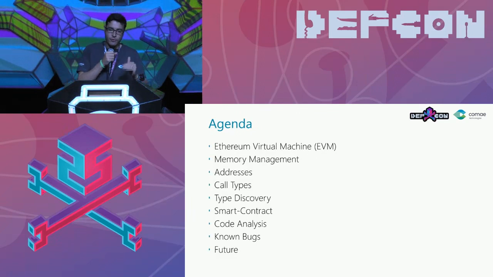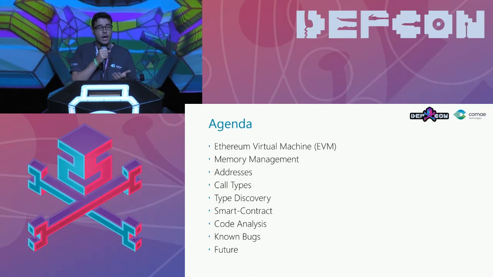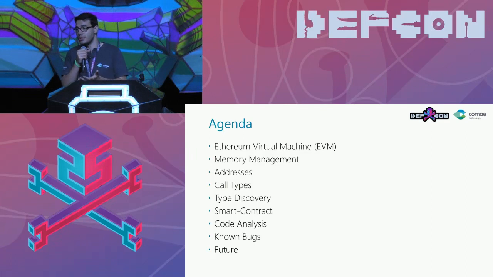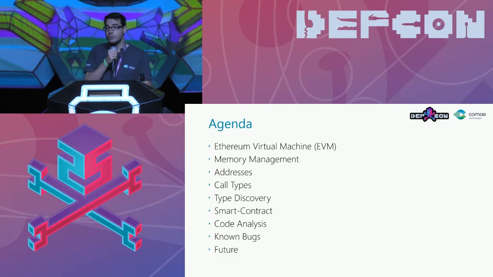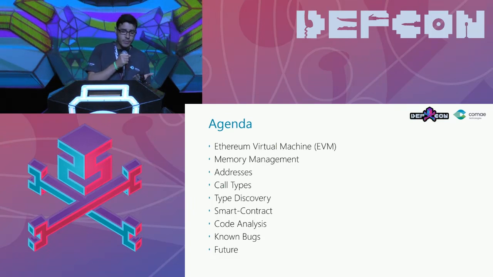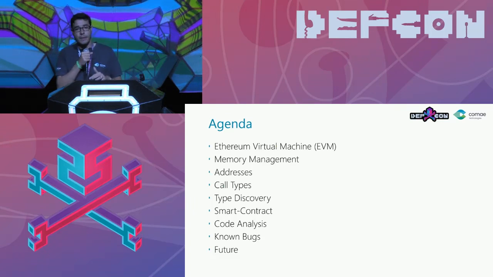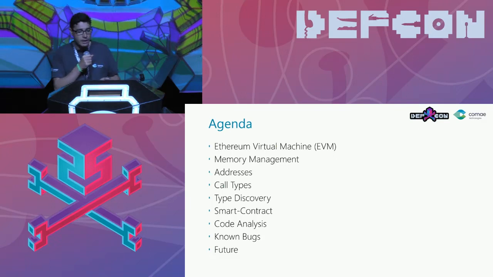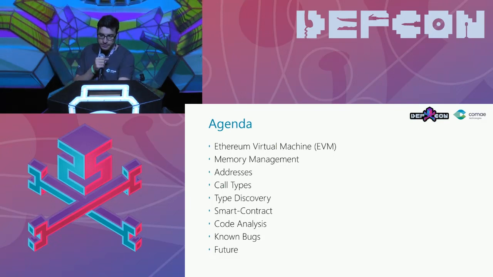Just a short overview of what we're going to be talking about today. We're going to be talking about the EVM, its memory management, how we can do type discovery, which is important, especially with static analysis, but also if you're building a decompiler. Then how it can be used for static and dynamic analysis, the non-type classes of bugs that we know so far, and what to expect in the future.